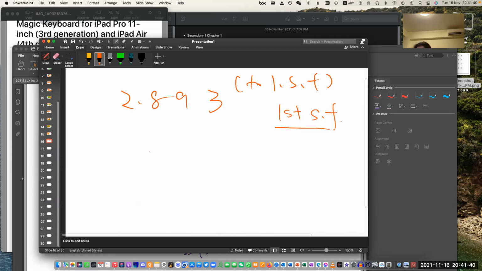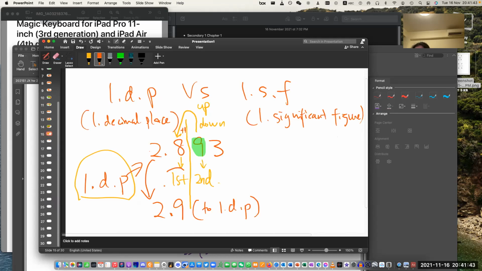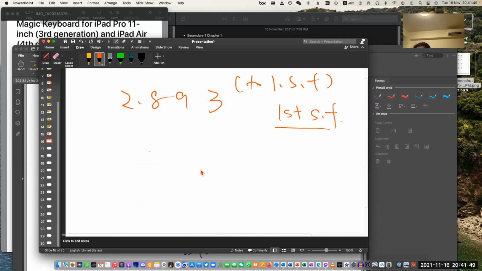Just now we talked about one decimal place. I need to identify the first decimal place and the second decimal place. If I need one significant figure, I need to identify the first significant figure and of course the second significant figure. Does it make sense? Same logic: one decimal place, look for the first and second decimal place. One significant figure, look for the first and second significant figure. Simple, right? But for significant figure, remember, there is a catch.